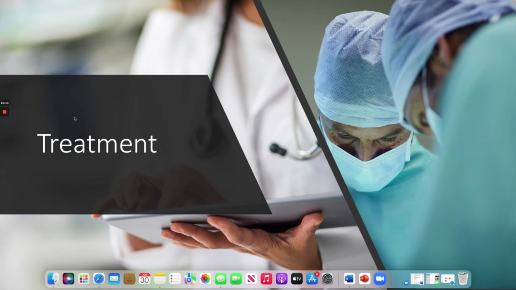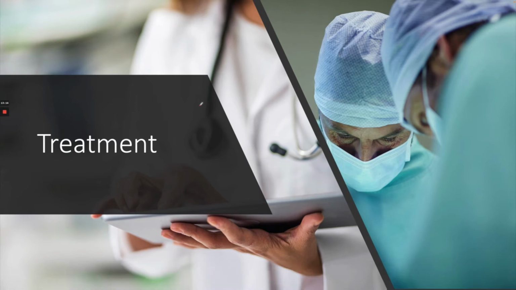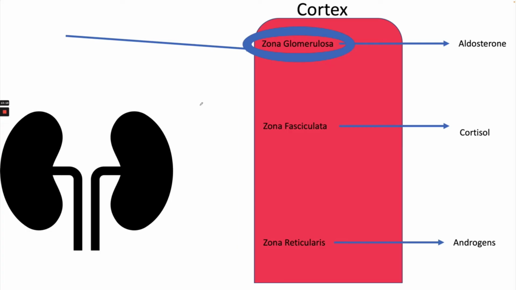Next, we're going to be talking about the zona glomerulosa and specifically aldosterone. That's where we're going to talk about our adrenal insufficiency, primary adrenal insufficiency or Addison's, and then our adrenal crisis.